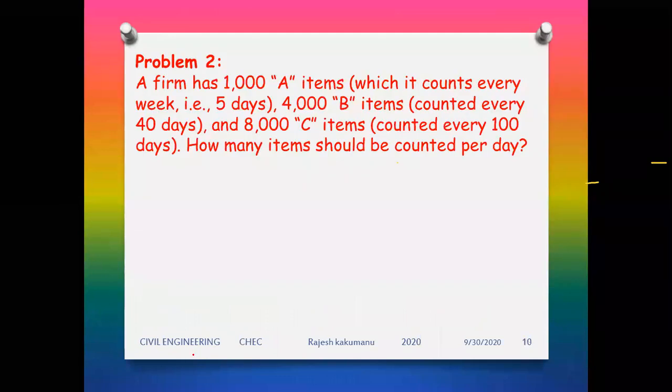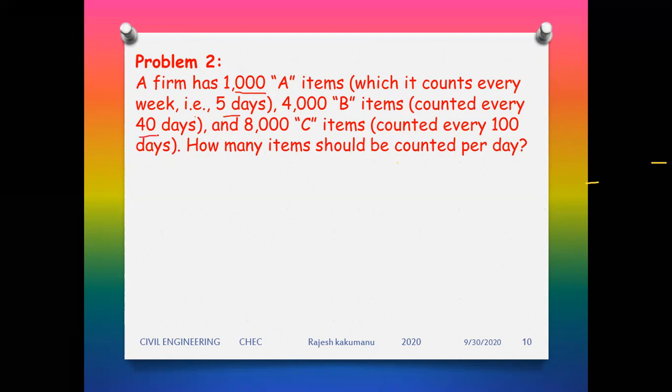Next, take the second problem. A company has 1,000 A class items which could be counted every week, that is 5 days. Weekly 5 days we are working, Saturday and Sunday are holidays. So A class items are counted every week, that is 5 days. How many A class items are there? 1,000. Next, B class items are 4,000, counted every 40 days.